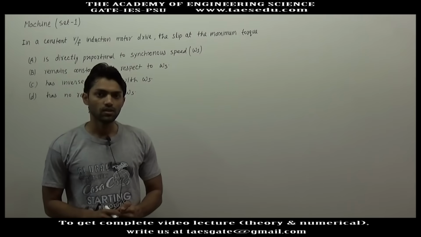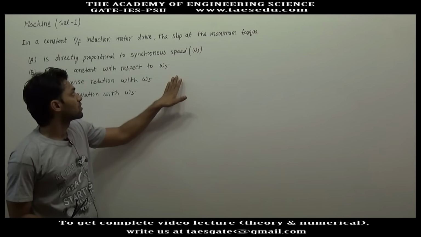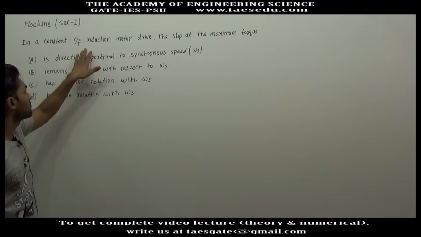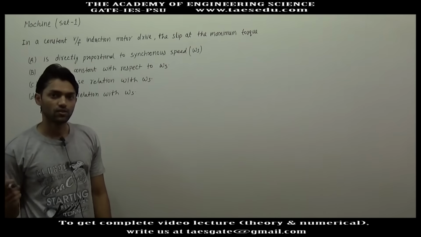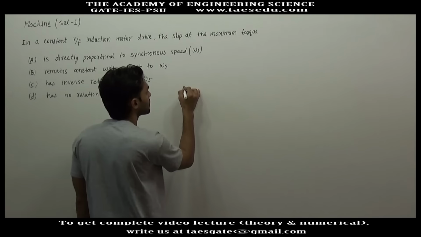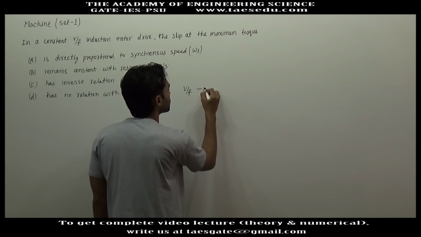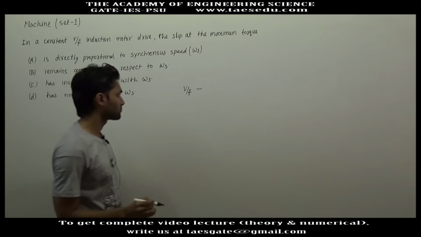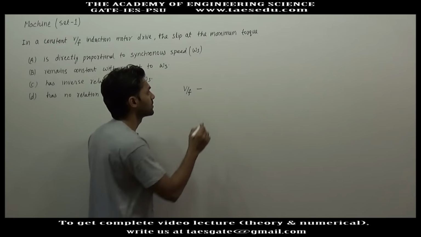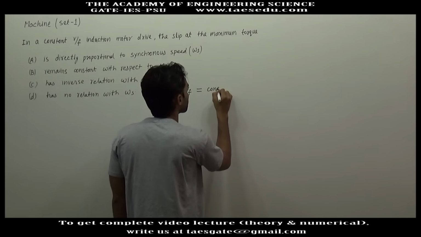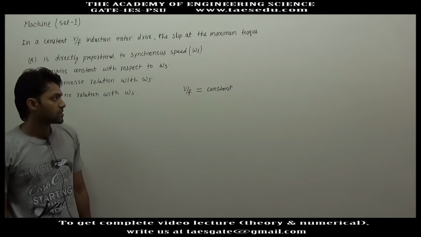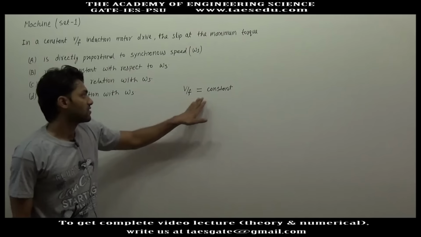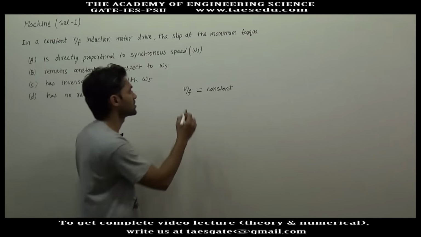This question is about slip at the maximum torque in a V by F induction motor drive. In an induction motor, in speed control we have studied that V by F is a constant flux method. When V by F is constant, voltage and frequency are varied such that V by F is constant, and this is a method of speed control.